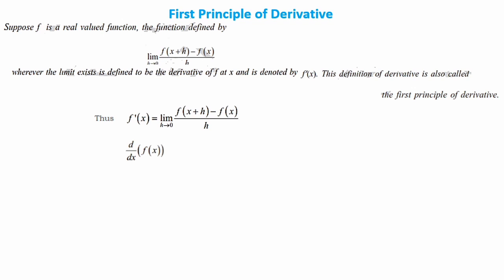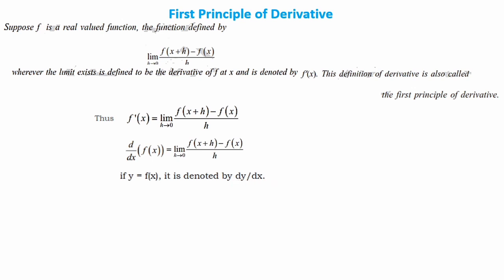This also can be written as d by dx of f of x. This f dash x, or the derivative of f, can be represented by d by dx of f of x. D by dx of f of x is equal to the same definition, limit h tends to 0 of f of x plus h minus f of x by h. Again, one more way we can represent this: if y is equal to f of x, if f of x is represented by using the letter y, then this derivative can be written as dy by dx. Dy by dx.